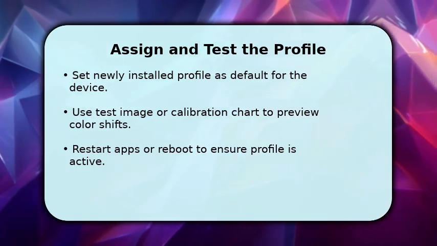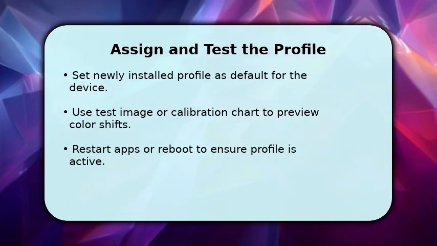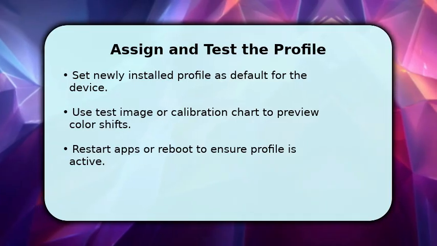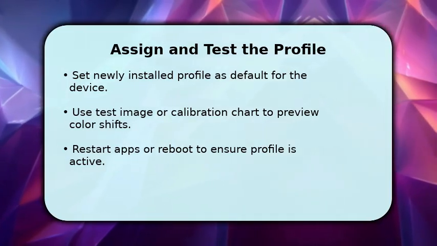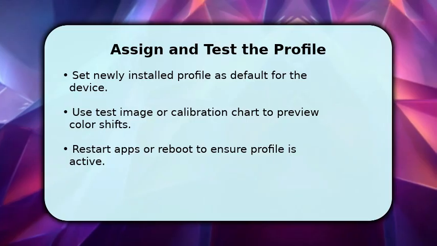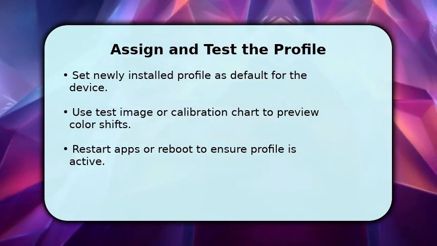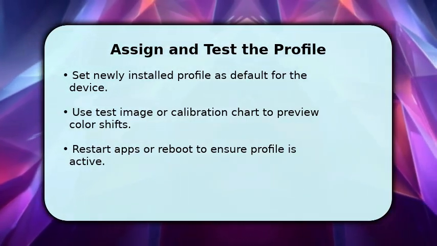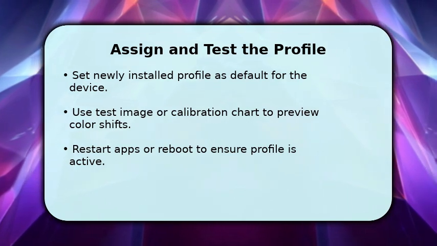Then open a calibrated test image or chart to inspect skin tones, neutrals, and highlights. This step shows why the profile matters. Make sure to restart image editors and previewers or reboot the machine to lock in the new color behavior before final checks. To finish, verify that color-managed applications recognize the system profile.